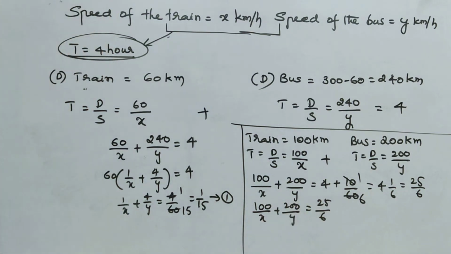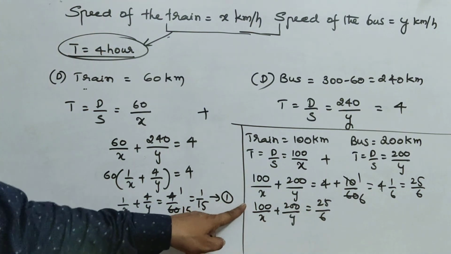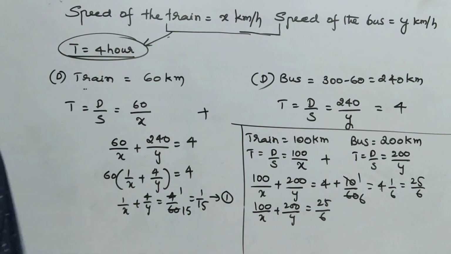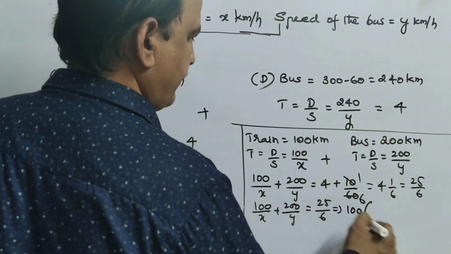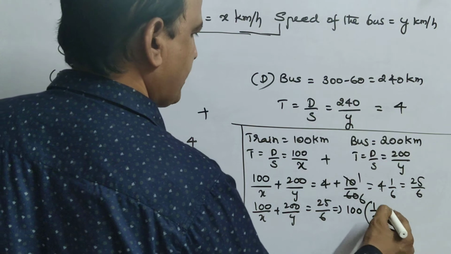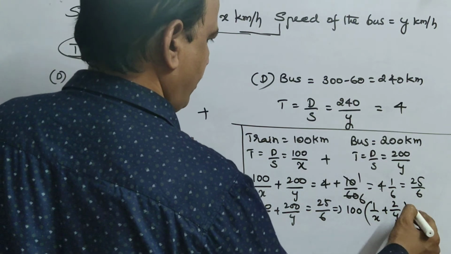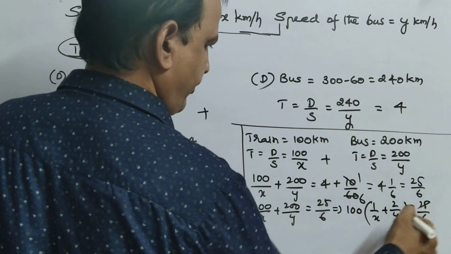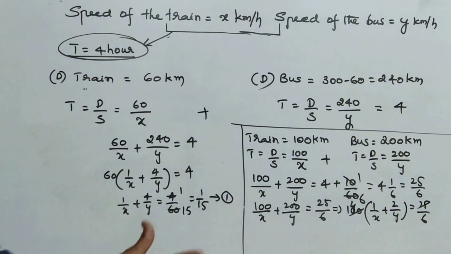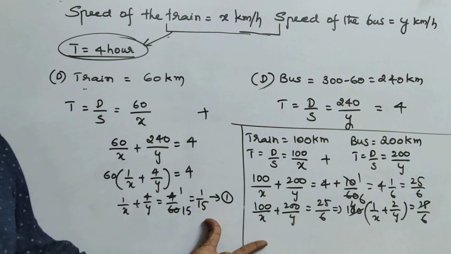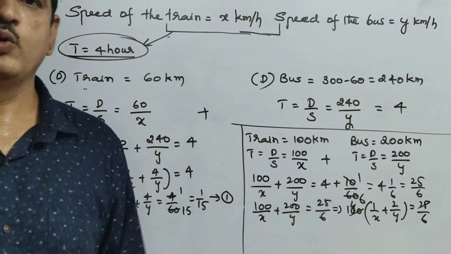Still if you want, you can take 100 common and make still more simplification. Okay, you will get the answer. If you take 100 common, children, 1 by x plus 2 by y equals 25 by 6. So 25 ones are 25, 25 fours are 100. Like that you can do cancellation. Okay, after this solve again for x and y values.